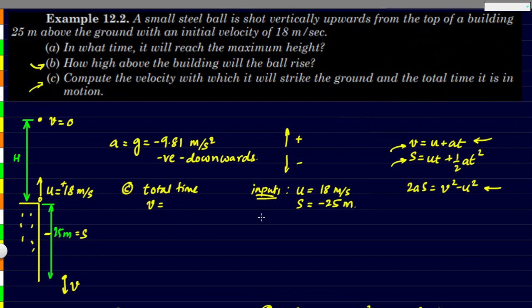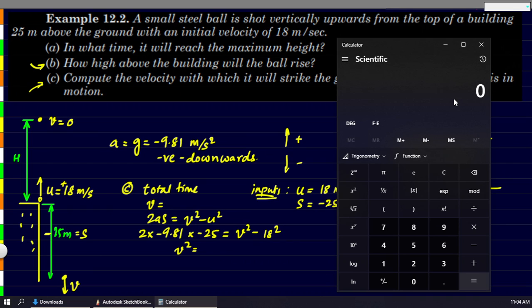So I'll just use 2as equals v square minus u square. So now s value we know, and of course g value as well we know. g is in negative direction, negative 9.81, and the height as well is negative, so minus 25. That's going to be equal to v square, which we don't know, minus 18 square. So we will be able to find v square of this. Let's go ahead and do this.